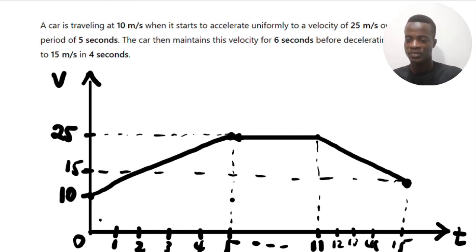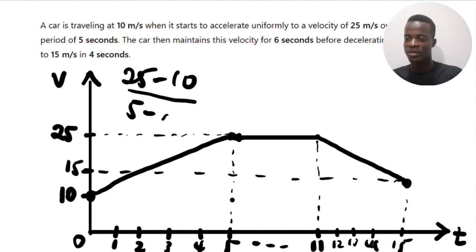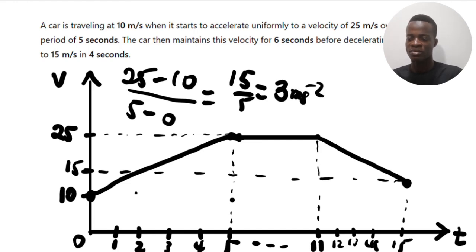But what is happening here? There is an acceleration here as well. So we are moving from here to here on this part. We have 25 velocity minus 10 all over the time, which is 5 minus 0. So we have 25 minus 10, which is 15, over 5. That's going to give us 3 meters per second squared. So 3 meters per second squared is the acceleration that happened over here.